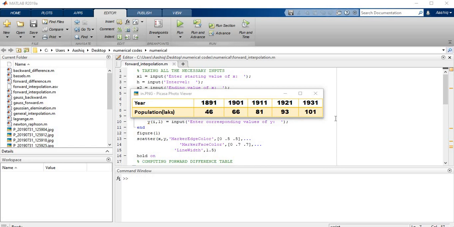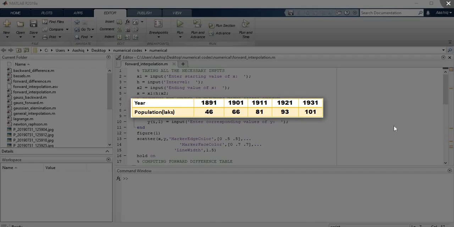Today I have some data showing the population of a certain area in given years, and somebody wants to know what the population in that area was in the year 1915. To answer this question, we have many different methods and formulas. Today I will introduce Newton's forward interpolation formula to solve this kind of problem.